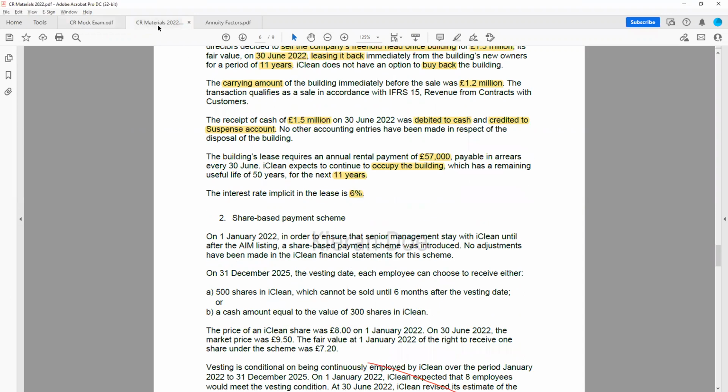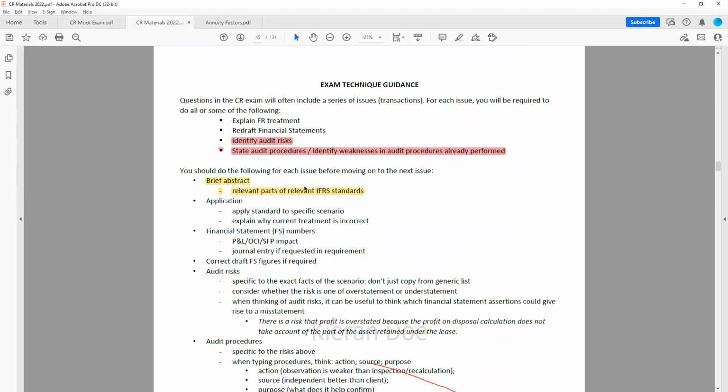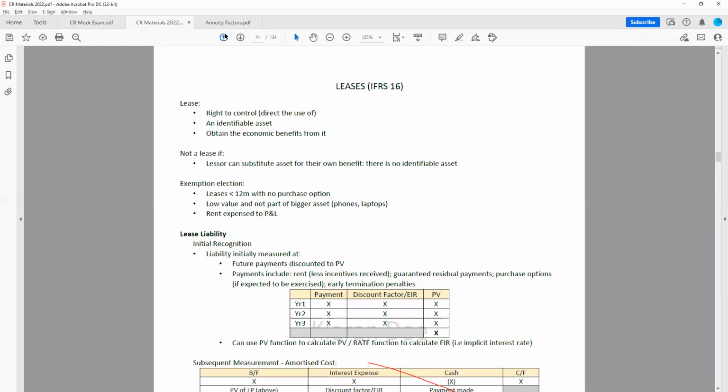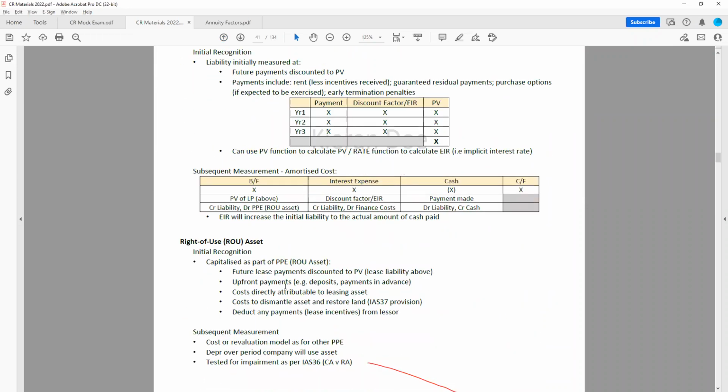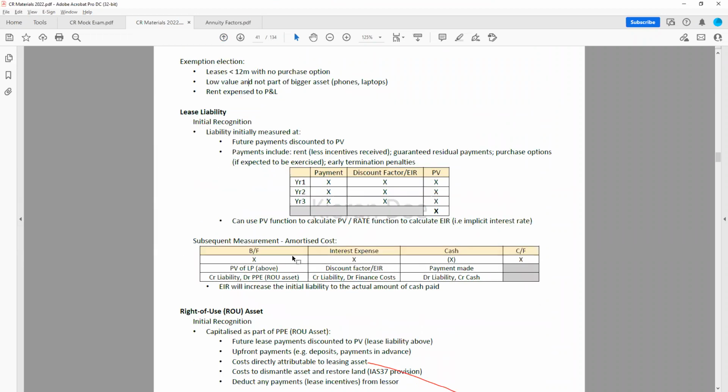And you can move on to the next issue you'd have to deal with for the next part of the question. So, what else could we see on leases questions? Like I said, it might not be a sale and leaseback. It might just be a straight lease, but maybe there's some issue about whether it is actually a lease. Do they have the right to control the asset? Is there an identifiable asset, or can the lessor substitute the asset for their own benefit? Does it perhaps come under one of the exemptions? So there could be issues around there. Maybe some more complications about some of the incentives. Maybe there's a provision in there as well, perhaps.